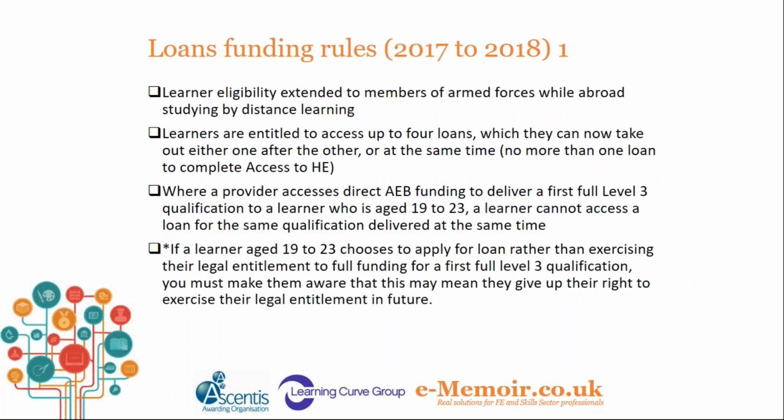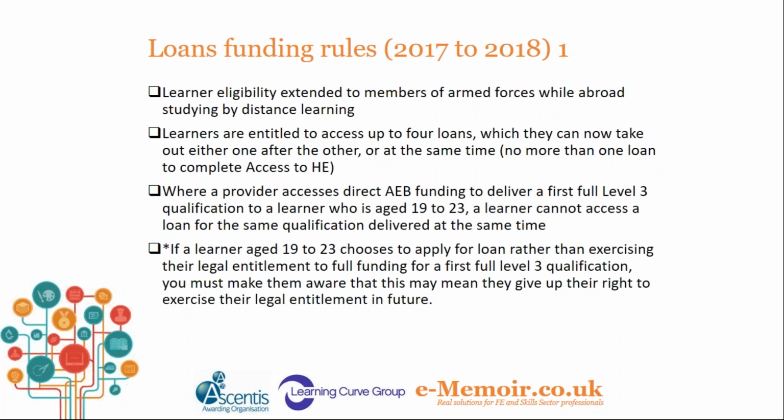If they're not in a position to pay it through cash themselves, or if they're not one of the statutory entitled groups, then you point them in the direction of taking out a loan. I think it's important that you make it clear to the learner that if they are eligible under the 19 to 23 statutory entitlement to the first full level three, and you've got to make sure the qualification is a first full level three, then you would direct them to be fully funded, and that would come to you through your AEB funding if you're already directly funded for AEB.